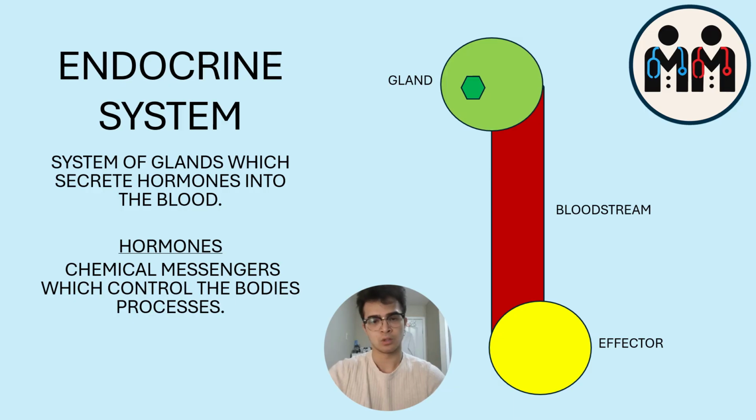processes. So if you look at the animation, we start with the gland. Pretend that that green hexagon is a hormone, travels through the blood, reaches the effector, and it will trigger an effect.